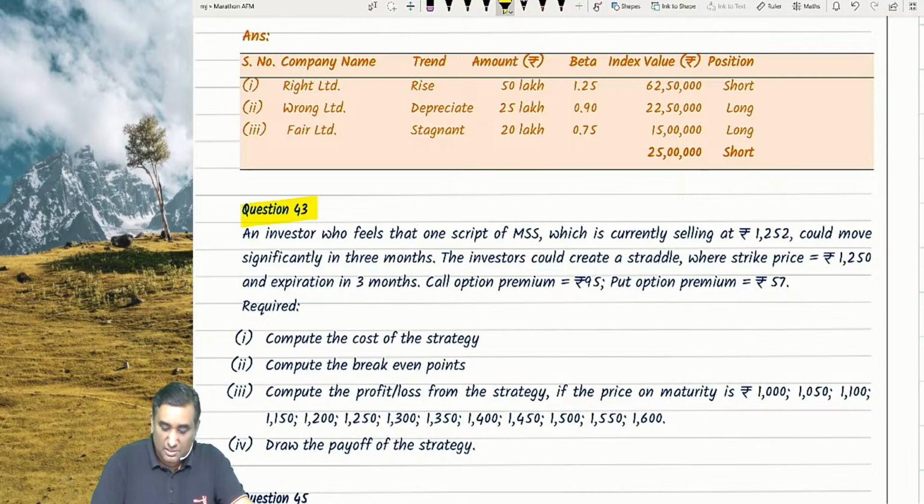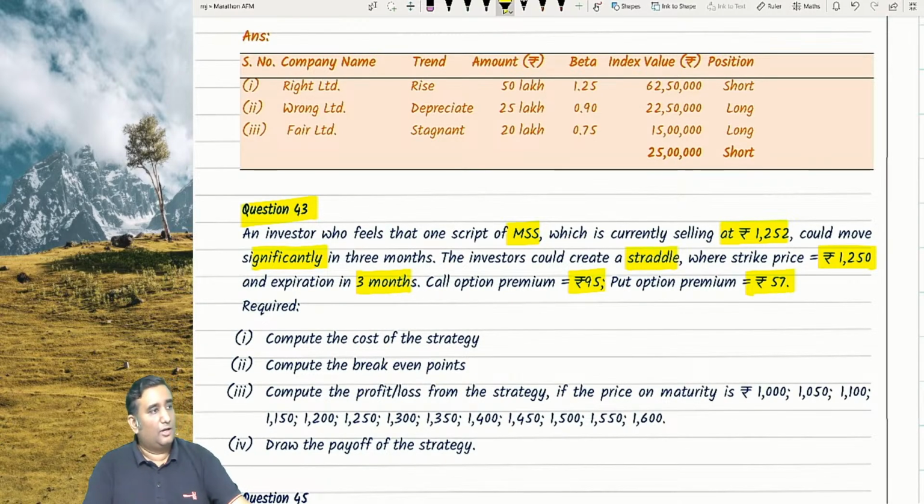An investor who feels that one script of MSS, which is currently selling at 1252 as spot price, could move significantly in 3 months. The investor could create a straddle. Now I'm not able to recall whether straddle was the same or different strike price. Strike price is 1250, expiry 3 months. Call premium 95, put premium 37. How many strike prices are available? One. It means a straddle is a single strike price only, even if you are not able to recollect. The problem for me is whether it is a holder or writer. Question is silent. I am an investor, I can become a writer also.